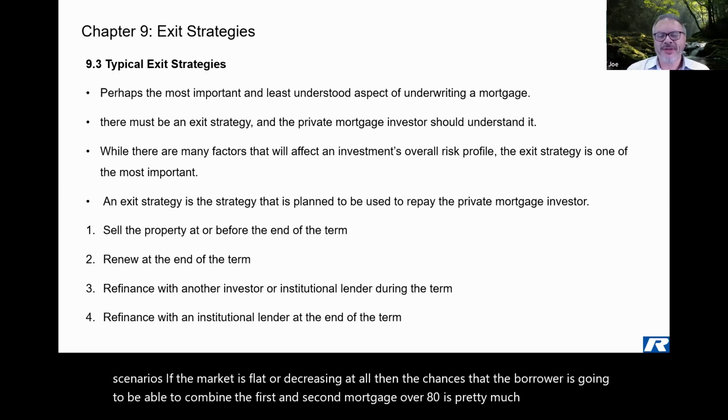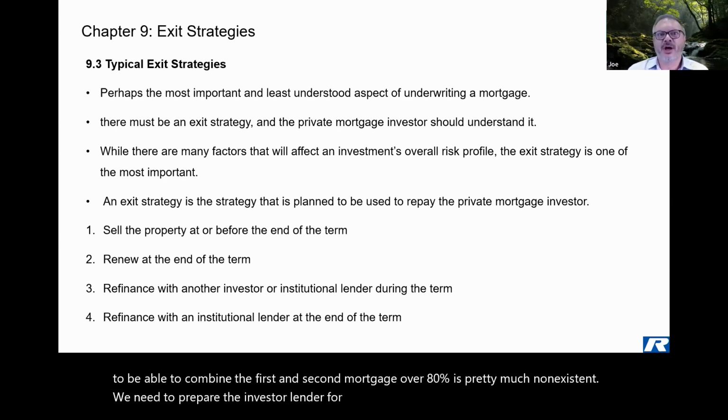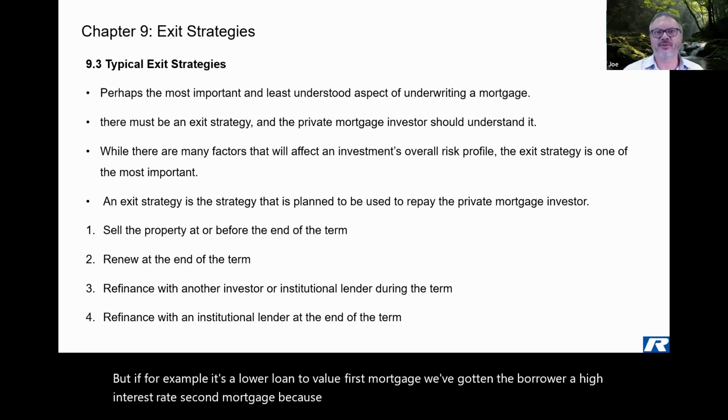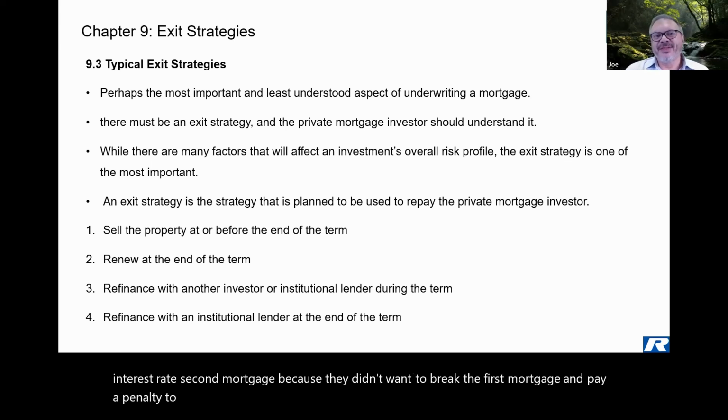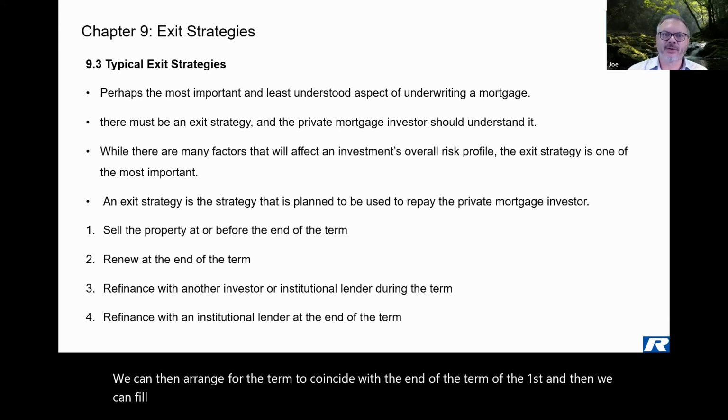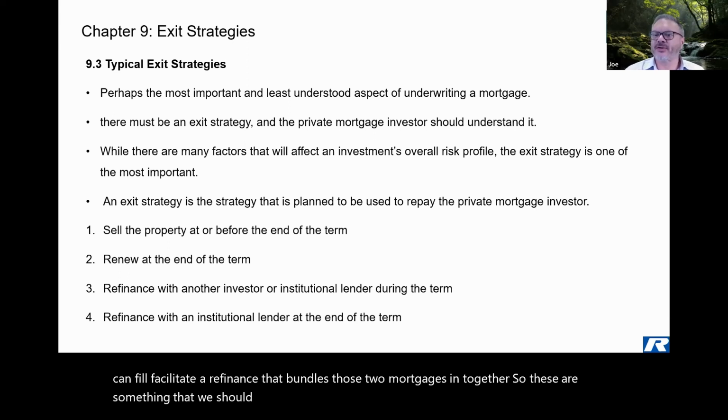We need to prepare the investor lender for these different types of possibilities. But if, for example, it's a lower loan to value first mortgage, and we've gotten the borrower a high interest rate second mortgage because they didn't want to break the first mortgage and pay a penalty to refinance, we can then arrange for the term to coincide with the end of the term of the first, and then we can facilitate a refinance that bundles those two mortgages in together. So these are something that we should be talking to our investor about.